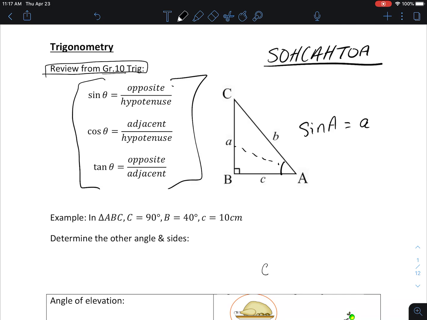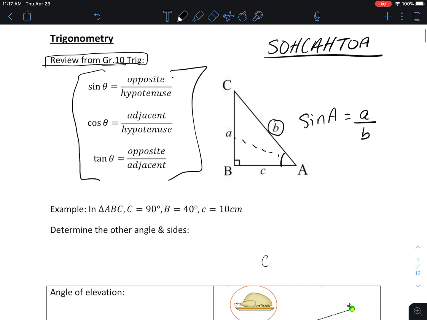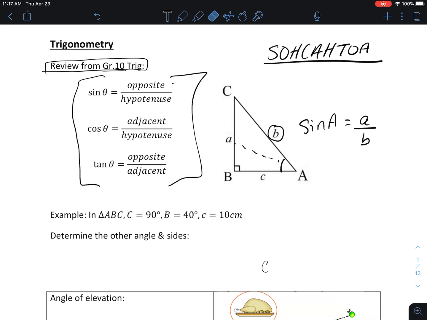All right, so for example, over here, the sine of angle A, this is angle A, is its opposite over the hypotenuse. So we don't have numbers here, we just have variables, but that would be the ratio. Down here, we're given some information about this triangle and asked to determine the other angles and sides.